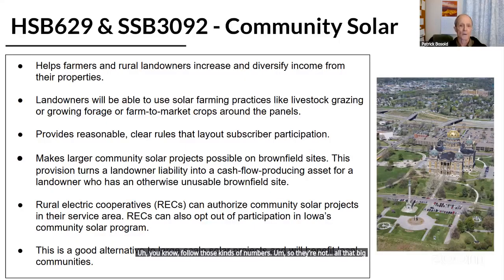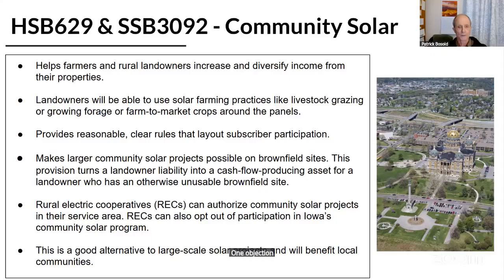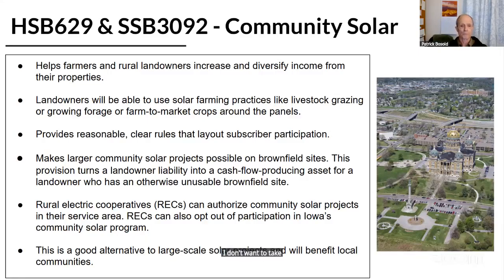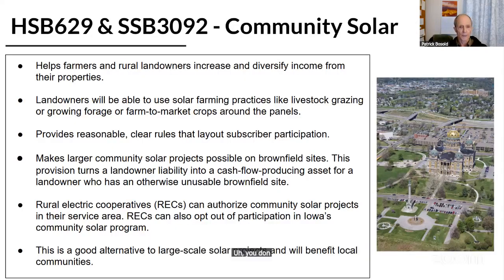Now, here in Iowa and in the upper Midwest, one objection you might hear from legislators or neighbors or farmers or whatever is, I don't want to take my productive agricultural farmland out of production. If you decide to do, let's just say, 25 acres of community solar on your property, you don't have to take it out of production.